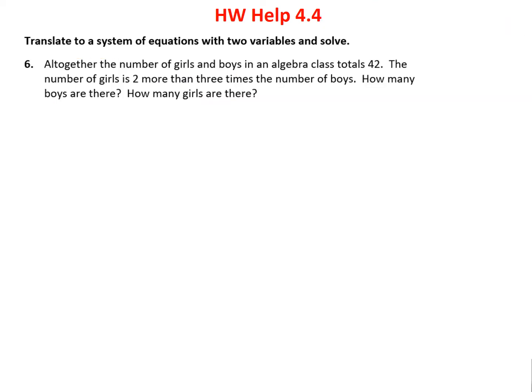Problem 6 is a classroom problem. It says that in a number of classes, there are boys and girls, and they add up to 42. However, it says the number of girls is 2 more than 3 times the number of boys. So we have two equations here. Let's first set our variables. Let's let b equal the number of boys, and g equal the number of girls.